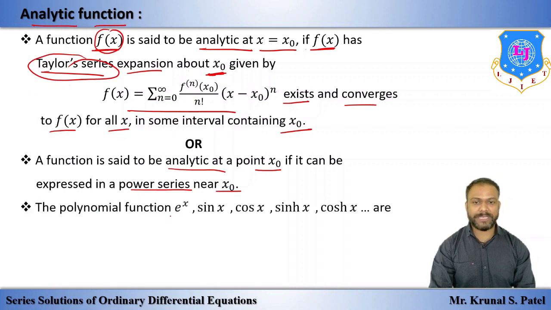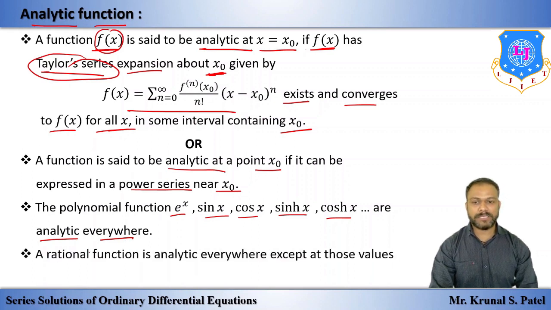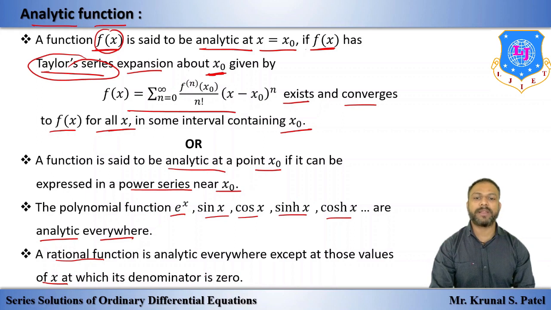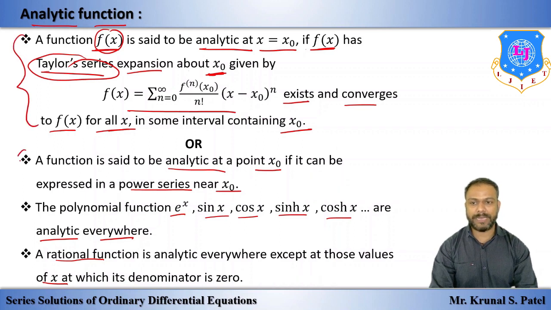Functions like e raised to x, sin x, cos x, sinh x, cosh x are all analytic everywhere. That means you can find the Taylor series for these functions at any point, for all x, which exists and converges also. Similarly, a rational function p(x) by q(x) is analytic everywhere except at those values of x at which the denominator is 0. At such a point the function is not analytic; at every other point this rational function is analytic. This is the definition of an analytic function. If it is asked in the examination, you have to write down this definition, or you can write the simple sentence also, but I prefer to write the definition first.